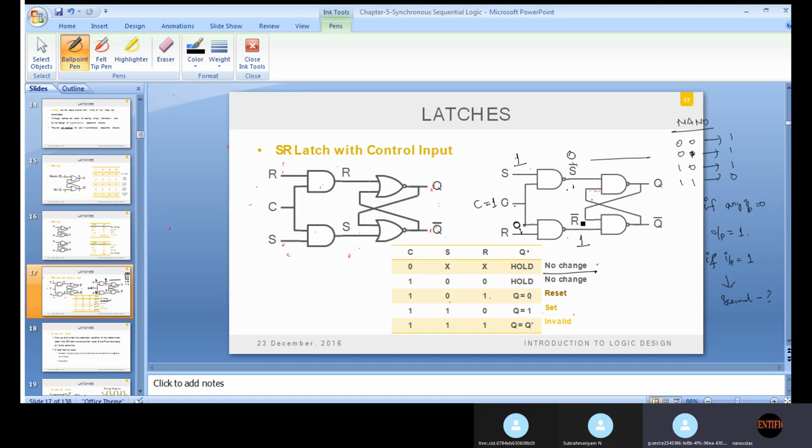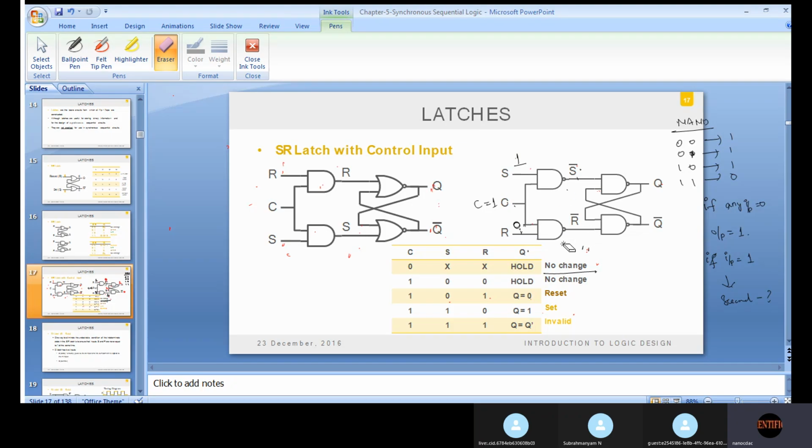It will be 0 1. Now here 0 and 1 has come. For 0 and 1, unlike with NOR gates, we will see 0 and 1. If any input is equal to 0, do I need to check the second input? No need. Directly I can put the output. If 1 is feeding here, 1 and 1 for the NAND gate will be equal to what? 0.